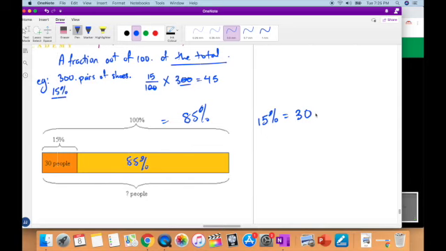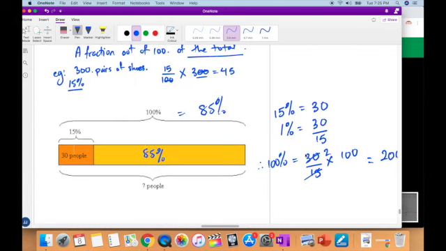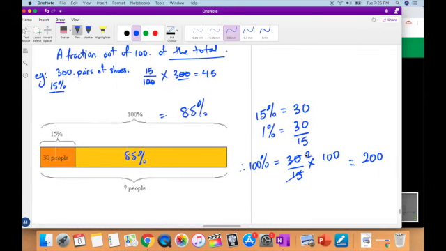15% equals 30 people. Therefore, 1% will be 30 divided by 15. You agree with that, Scotia? Yeah. Therefore, 100% will be 30 divided by 15 multiplied by 100. Caitlin, you understand that? Yeah. So 15 into 30 is 2, times 100, 200 people total. Does everybody understand this question?